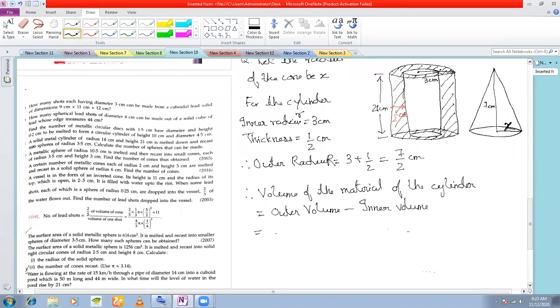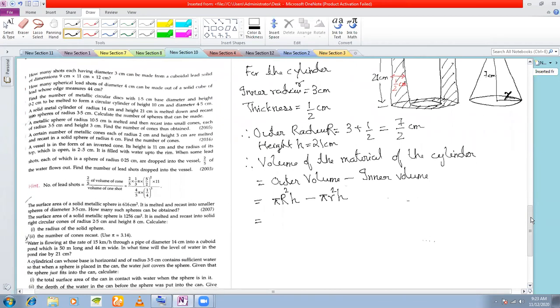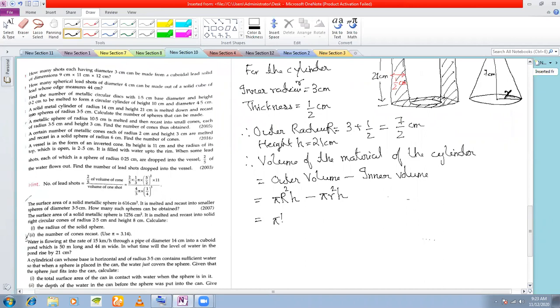And what is the outer volume? It is pi capital R square H. And what is the inner volume? Pi small r square H. Height is the same in both the cases. Height is 21 given. That is why H I have not changed. You can write here height H is equal to 21 centimeters. So what does it come to? Pi H into R square minus r square. Let us now put the values.